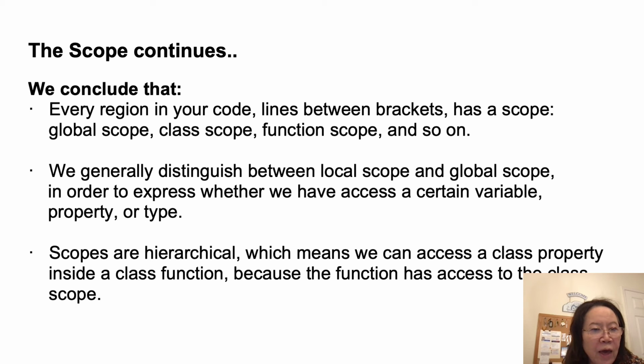We conclude that every region in your code between brackets has a scope. Global scope, class scope, function scope, and so on. We generally distinguish between local scope and global scope in order to express whether we have access to a certain variable, property, or type. Scopes are hierarchical, which means that we can access a class property inside a class function, because the function has access to the class scope.